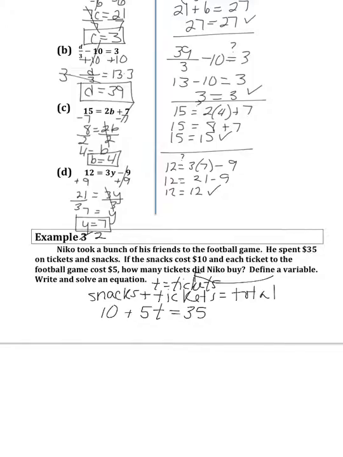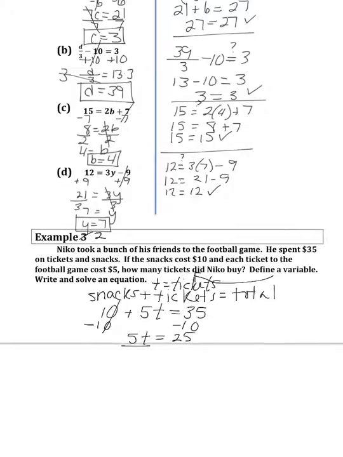So just like in the previous examples, we want to get rid of whatever is not attached to our variable term first. So when we see that this 10 is being added, and the reason we know it's added is there's no operation in front of it, the inverse would be to subtract it from both sides. And so we're going to start by doing that. That will cancel the 10s and isolate our 5t. On the right-hand side, 35 minus 10 is 25.